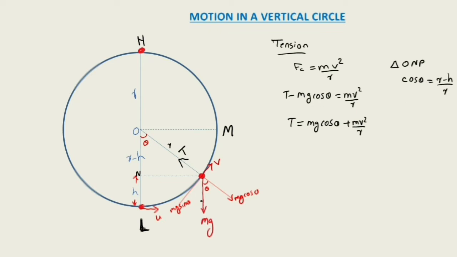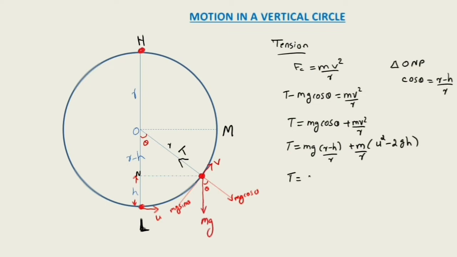Now, as we already calculated V square, substitute this value. Tension is equal to mg into (R minus h) divided by R, plus m by r into V square. V square, as we discussed previously, is equal to u square minus 2gh. Now you have to solve this equation. So tension at any point.